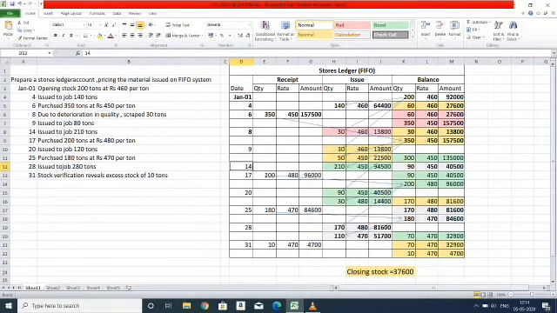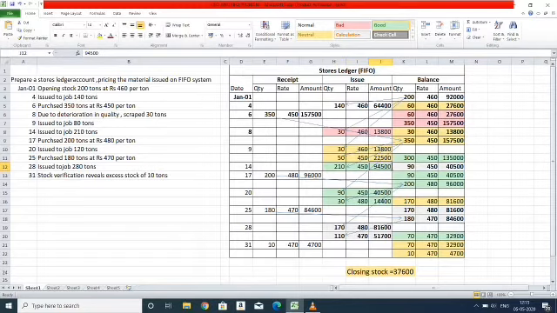Then on January 14, we are issuing 210 tons. Now we have only this 350 lot, a balance of 300 tons in our hand. From that 300 tons, we are issuing these 210 tons. The rate is 450, amounting to 94,500.